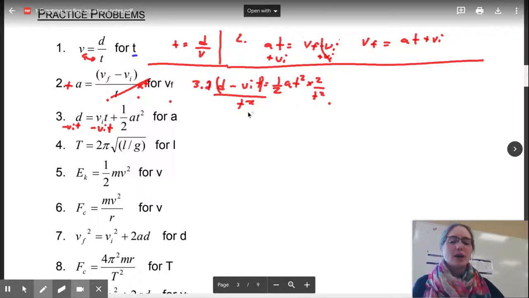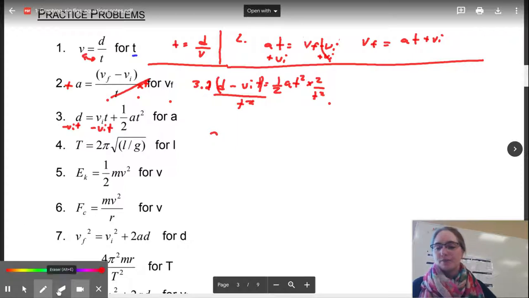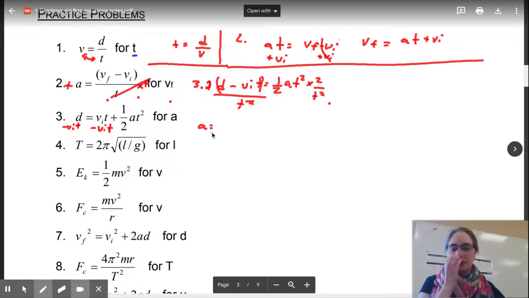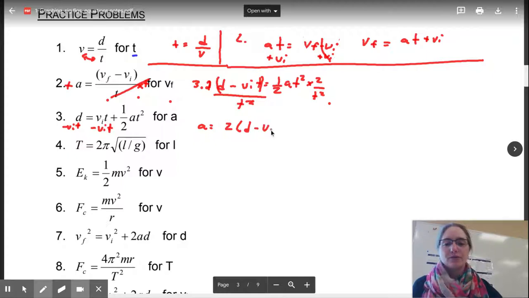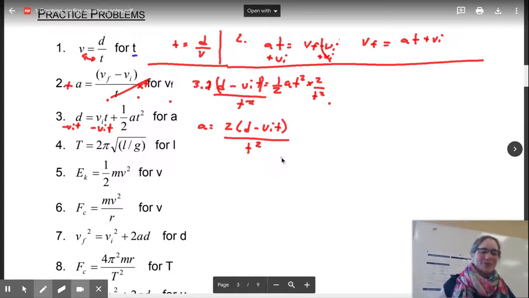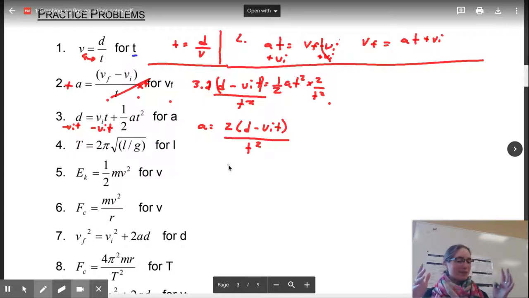Okay, so when I rewrite this, I am going to wind up with A is going to be equal to 2 bracket D minus VIT bracket divide by t squared. Okay, all right, so ladies and gentlemen, notice my 2 is on the outside of my brackets here, all right? Because when you're going to multiply something over, you're multiplying it by that entire term, and at that point, it's the top there, okay?